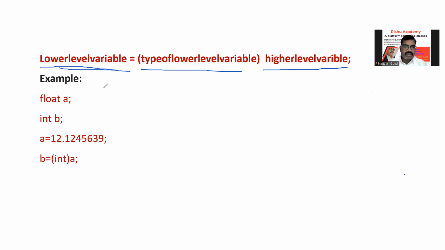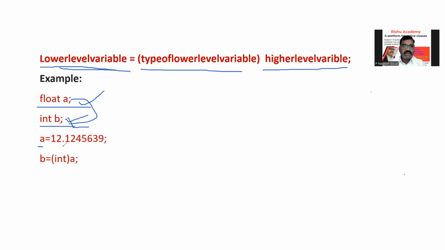Look at the example here. I declared a variable A of type float, and a variable B of type integer. Variable A is float, variable B is int. Here, float is the higher order, int is the lower order, right? Now, I want to convert A into B.